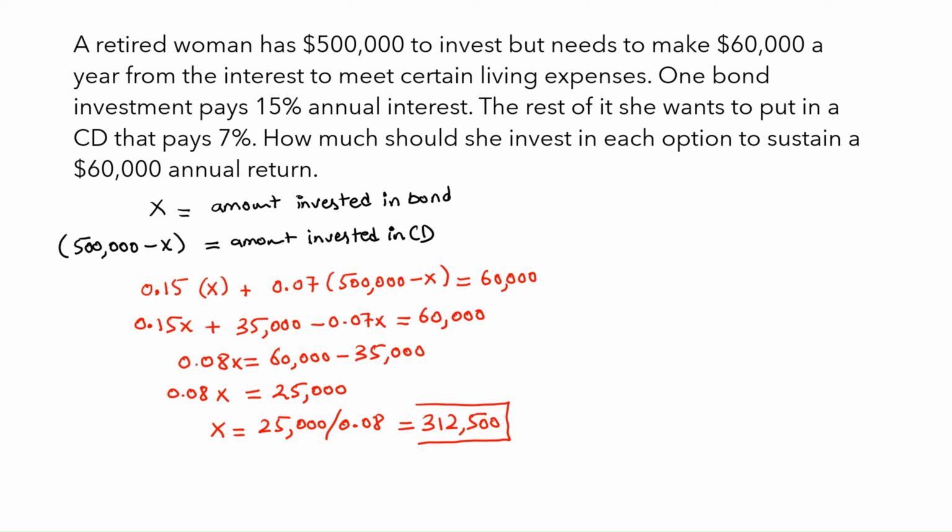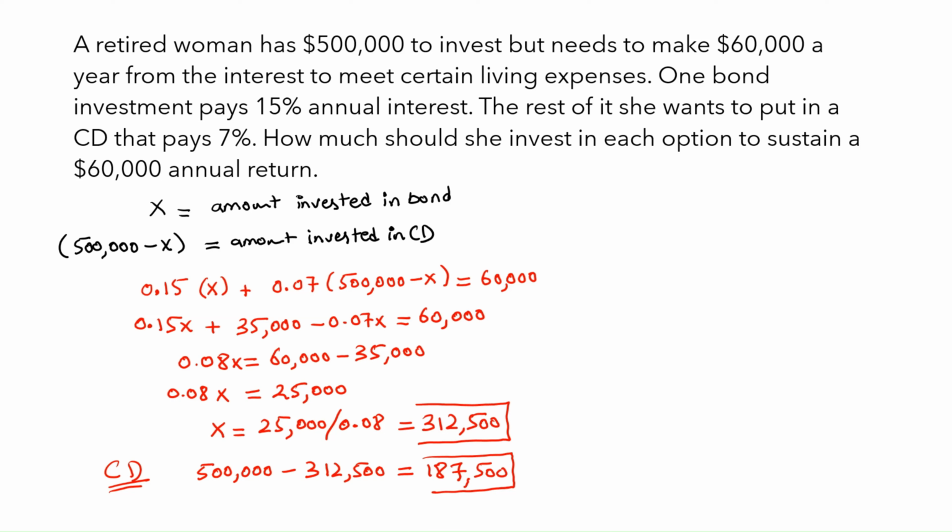Okay, so this is the dollar amount she needs to invest in the bond in order to get that 60,000. Now, if that is the case, let's see how much she needs to invest in CD. That will be our 500,000 minus this amount, that is equal to 187,500. Okay, so this is the amount needed to be invested in the CD.